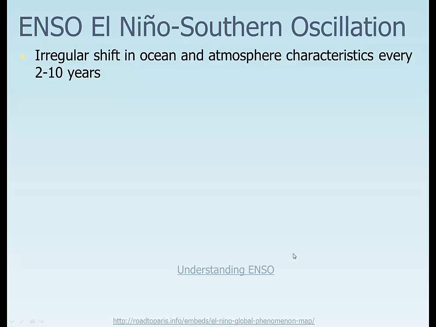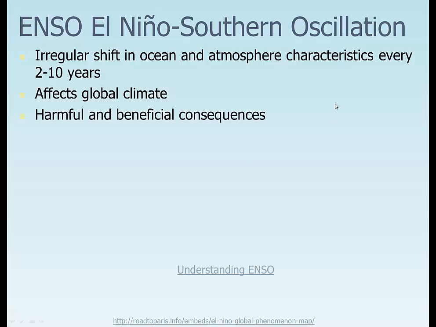But basically what ENSO is, it's an irregular shift in the ocean and atmospheric characteristics. So the ocean temperatures change and the atmospheric characteristics change, and it does this anywhere between 2 and 10 years. So it can happen very frequently, or it may actually be like once a decade. It affects the global climate. It will make some places warmer, some places colder, some places wetter, some places more dry, and it'll not affect some other areas.